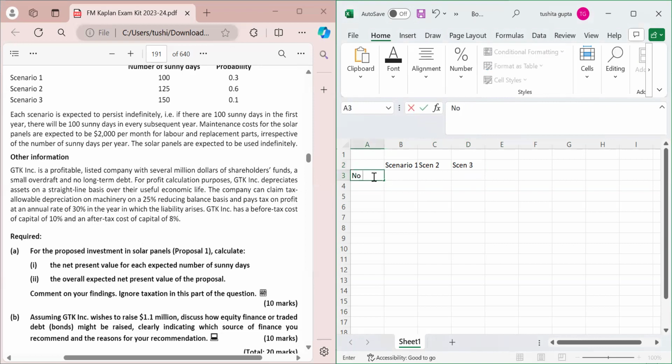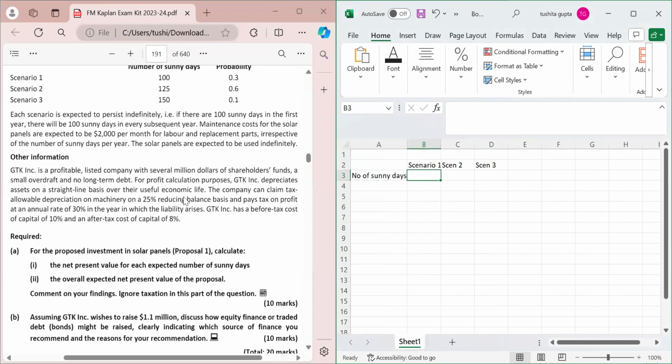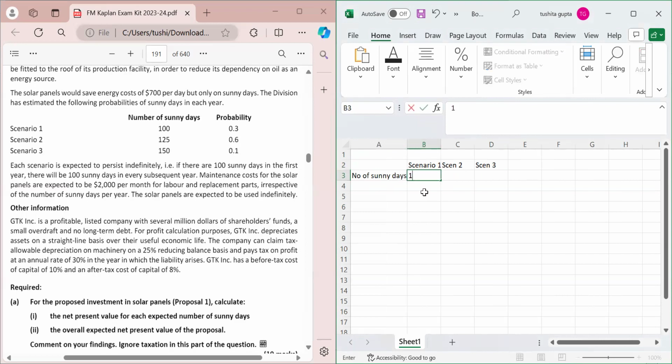And let's first put the very first thing, which is the number of sunny days. So if you see, the number of sunny days provided for scenario 1 is given to us as 100. Secondly, it's 125. Third scenario, it's 150. So this is what you have. Now talking about the savings that you have in dollars per day. Saving per day is going to be 700.